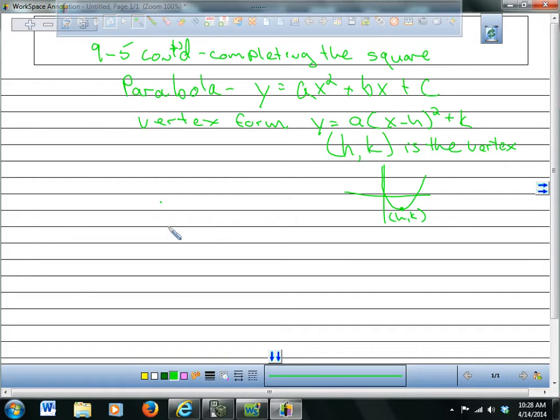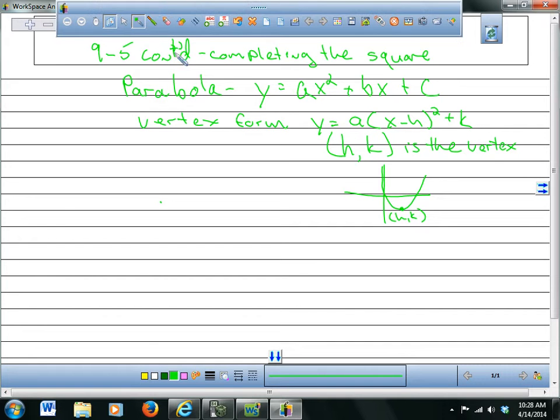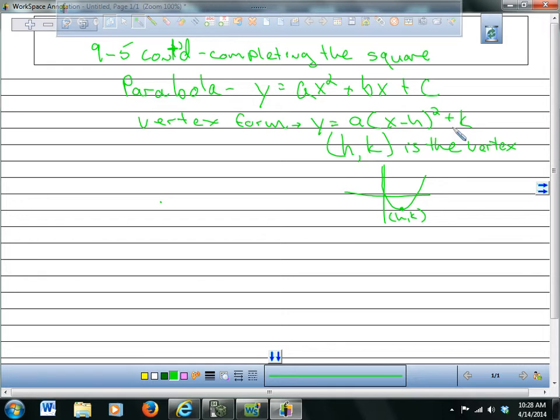Yes, sir? What does that say after 9-5? 9-5 continued. Completing the square. Parabola ax squared plus bx. Vertex form looks like y equals (x minus h) squared plus k. We're not really going to have ones that have a's in them. That gets a little more complicated, but if you do, you can still do it. But I don't think I have any like that.